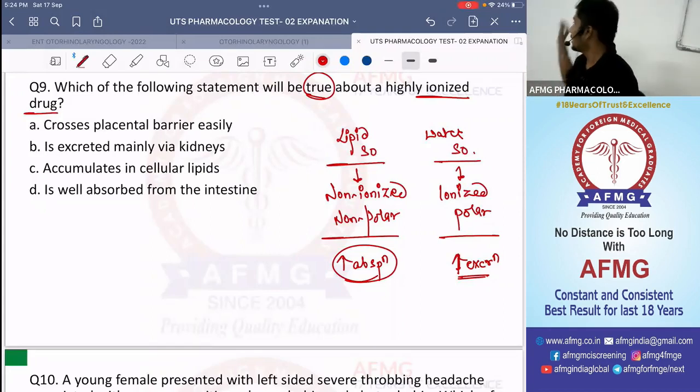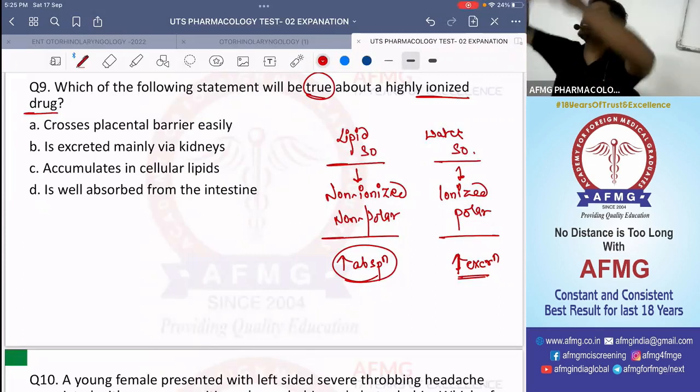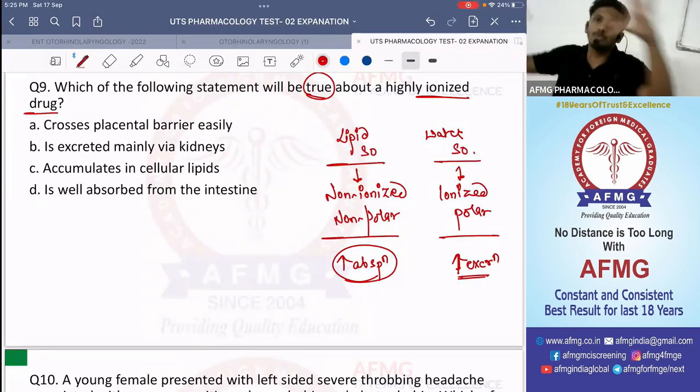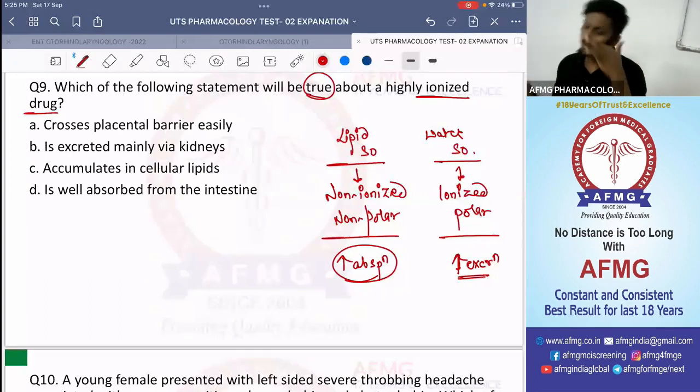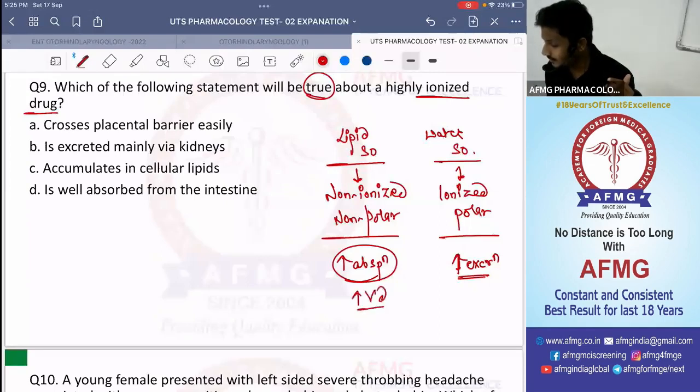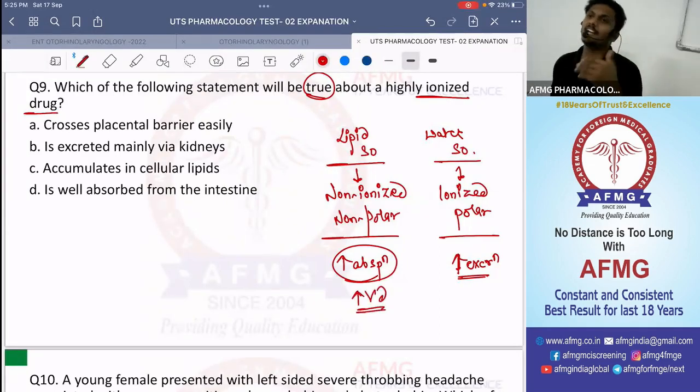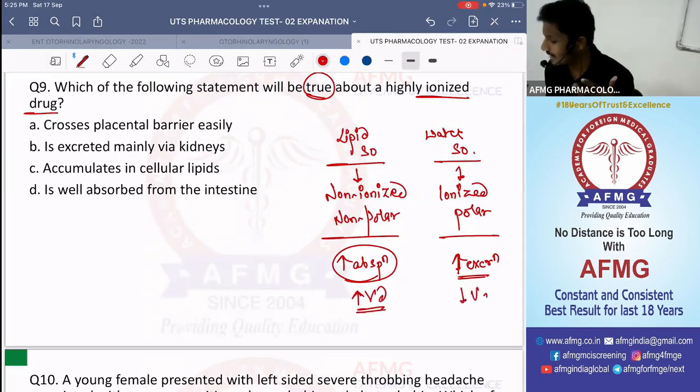So excretion is higher for water soluble, absorption is higher for lipid soluble, distribution is higher for lipid soluble. What is distribution? How much the drug is distributed throughout the body, in various tissues of the body. And if it needs to enter the tissue, it should cross the cell membranes, which are lipid again. So therefore, lipid soluble drugs will have high volume of distribution, whereas water soluble drugs will have low volume of distribution. Whose plasma concentration will be higher?